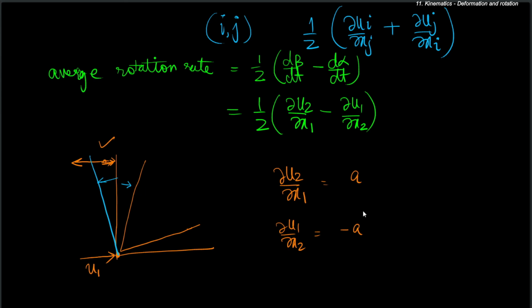And if both are equal, this would be half times minus of minus a. So this would be half times 2a, and this becomes a, meaning the element is simply rotating with some velocity. It is simply rotating with a velocity equal to a. And this can be seen in the simulation as well.